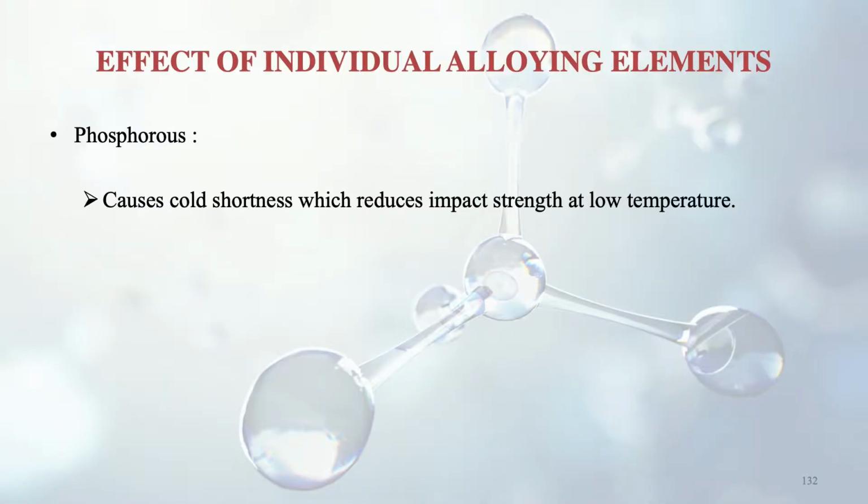Mostly, we saw only one thing: for cutting purposes it can be there. Otherwise, we have to keep it to a very low level. Then phosphorus, and this one also causes some harmful effects like cold shortness.